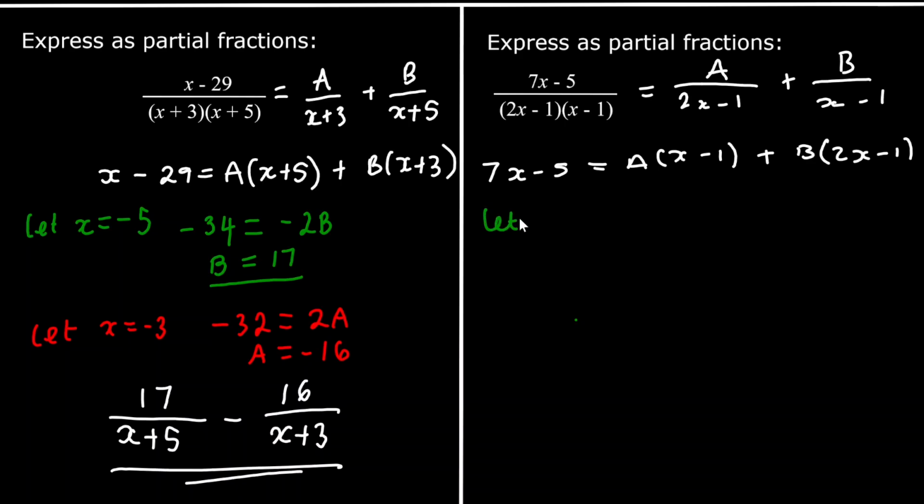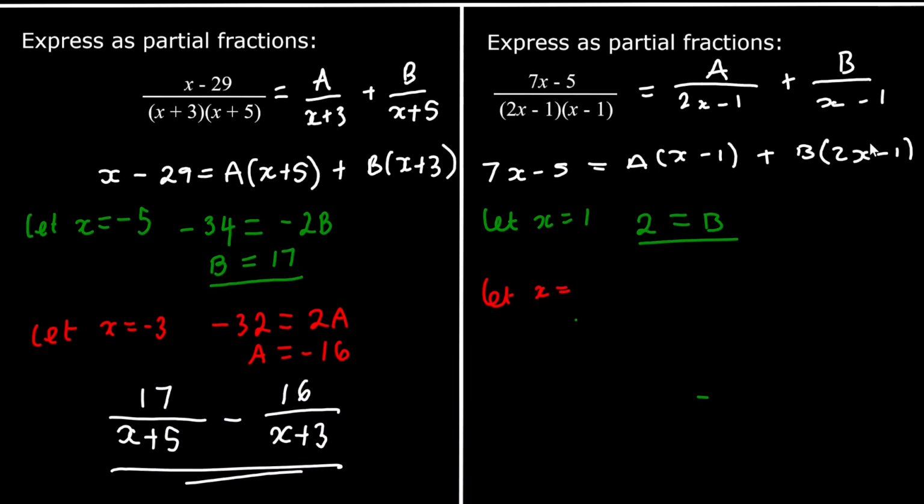So we're going to pick some values of x. Let's let x equal 1. That's going to get rid of a. 1 minus 1 is 0. So 7 ones, 7, take away 5, 2. A times 0 plus b times 2 take away 1. B is 2. And if we let x equal, what gets rid of this bracket?